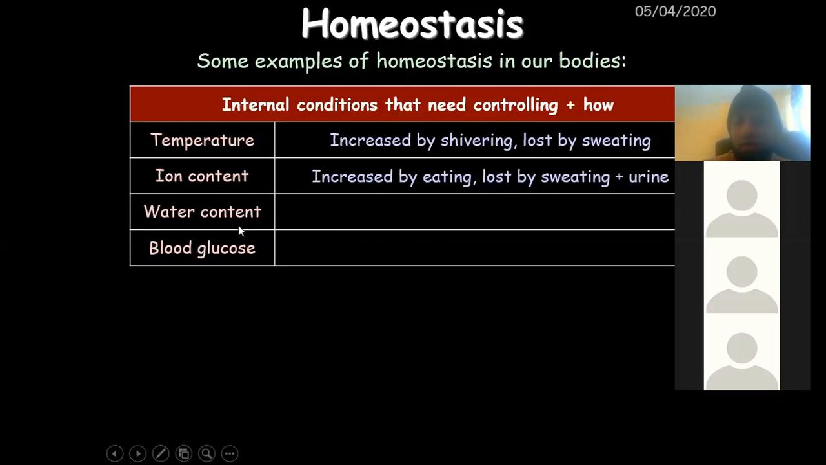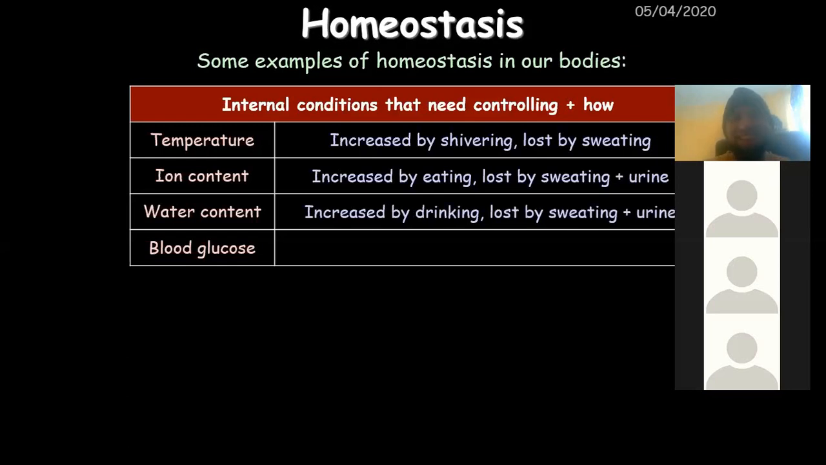Water content. How do I increase or decrease my water content, Marco? You drink water and you increase it. How would you decrease your water content, Mr. Yasser? You increase it by drinking and you lose it by sweating or urinating, okay?